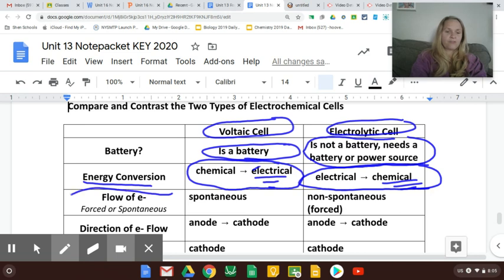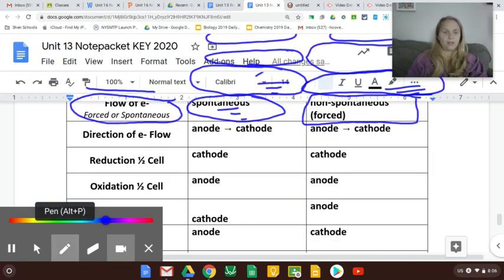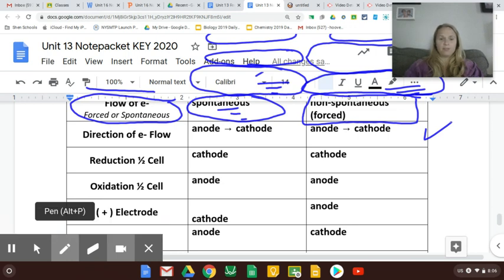The flow of electrons in a battery, a voltaic cell, works spontaneously. That's why you can walk around with it working all day without being plugged in. So that happens on its own. An electrolytic cell, again, is forced, where we need to plug it into something to make it happen. The direction of electron flow is still anode to cathode. Those are the same. We still have red cat. Reduction happens at the cathode. Those are the same. We still have an ox. Oxidation happens at the anode. We just have our signs flipped.